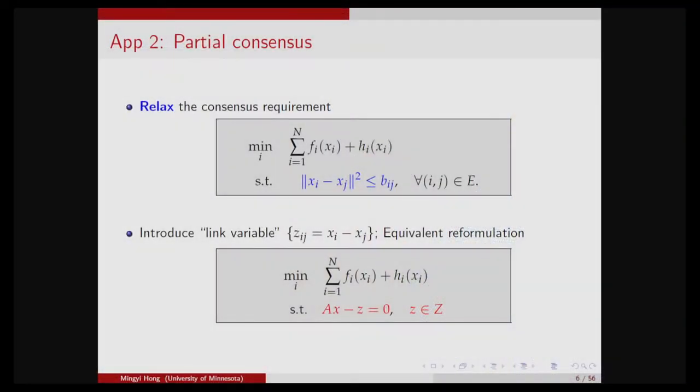All right, so in these cases, we can formulate this into a partial consensus setting where, for neighbors xi and xj, we enforce that their variables are similar. They have bound constraints on the variables. They're not exactly the same.